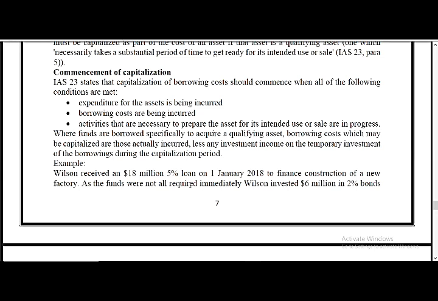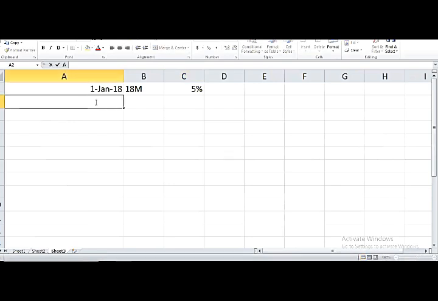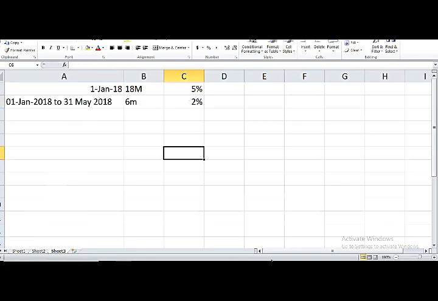As the funds were not all required immediately, Wilson invested 6 million out of the 18 million in 2% bonds until 31st May 2018. So from 1st January 2018 to 31st May 2018, 6 million is invested at 2%, right?